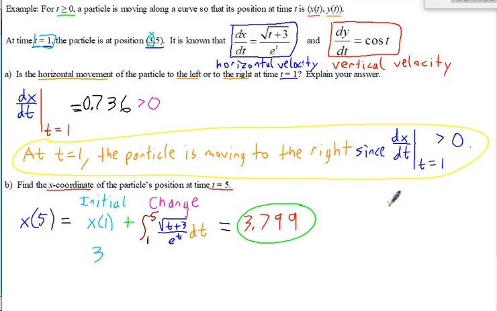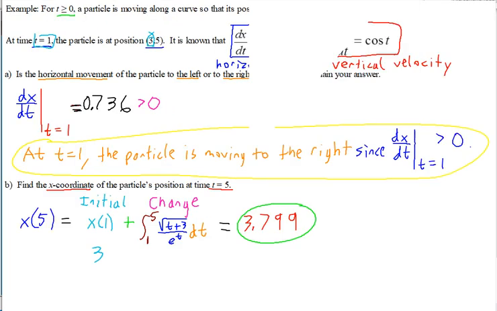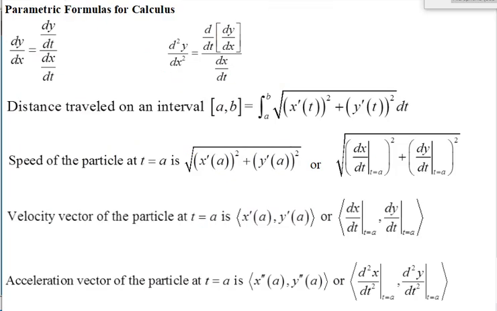All right, now let's go on to the next part of this one. Part C says find the speed of the particle at time 4. So remember speed, go back and look at our definition here. Remember speed, it's coming from the Pythagorean theorem, it's the square root of dx/dt or x prime of t squared plus dy/dt or y prime squared. And we want a specific time here. So it's going to look more like this notation here.